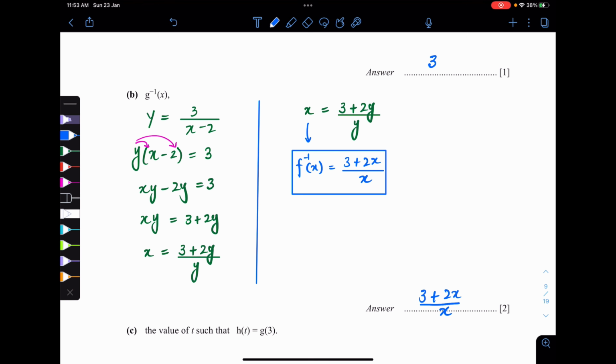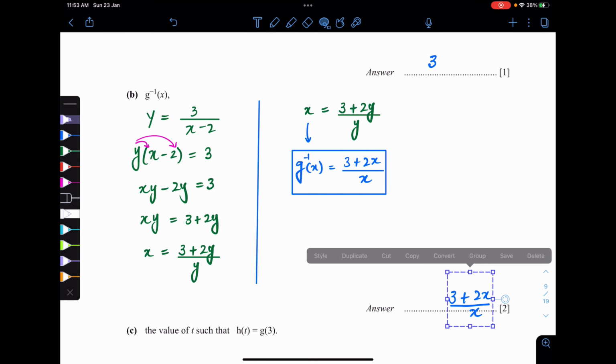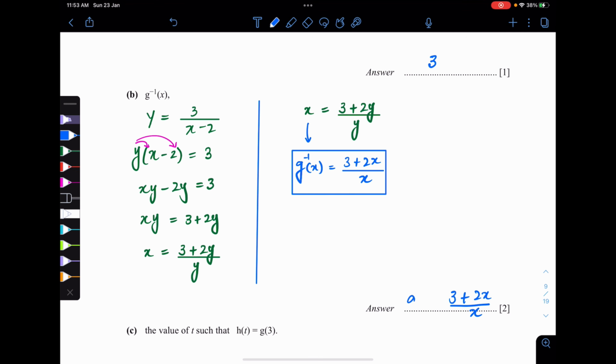And I'm sorry, I made a mistake, I guess. I should not have written f inverse of x. Since the function name is g, I should have written g inverse of x. Now this is correct. Sometimes they give you the symbol g inverse. Sometimes you have to write it. It's perfectly fine both ways.